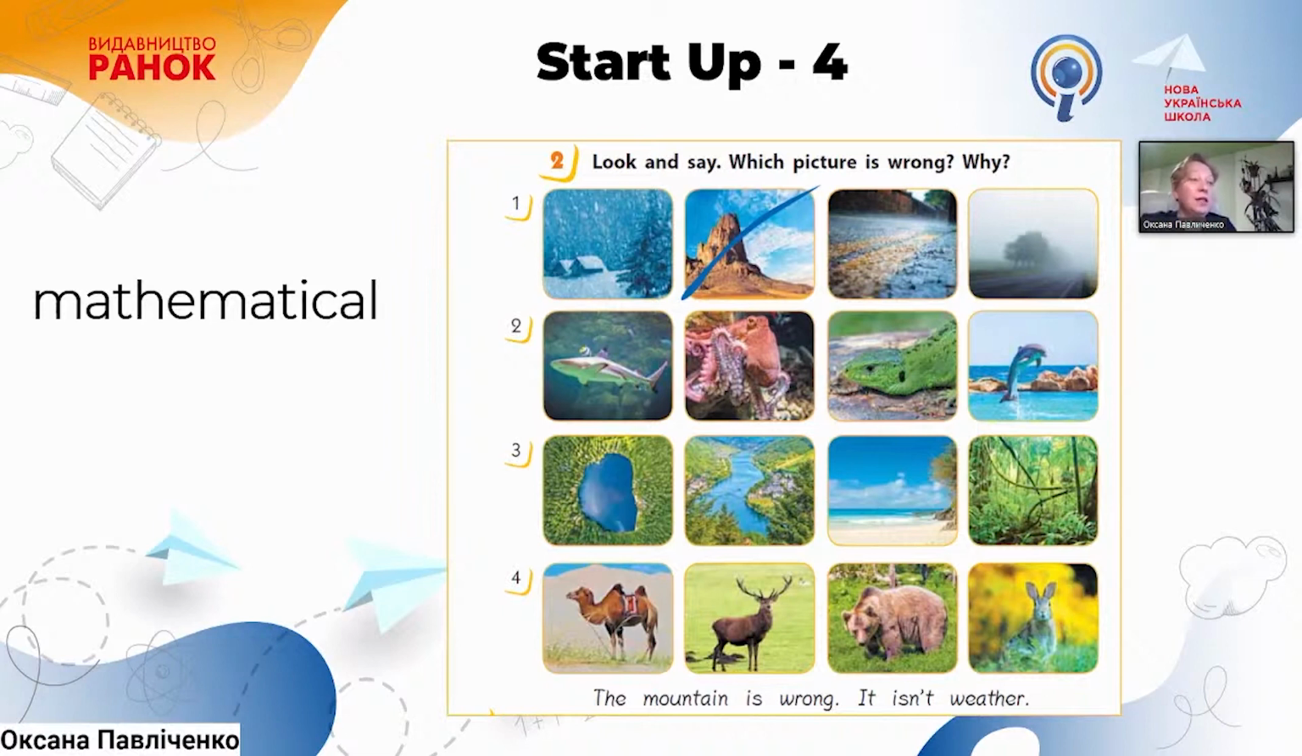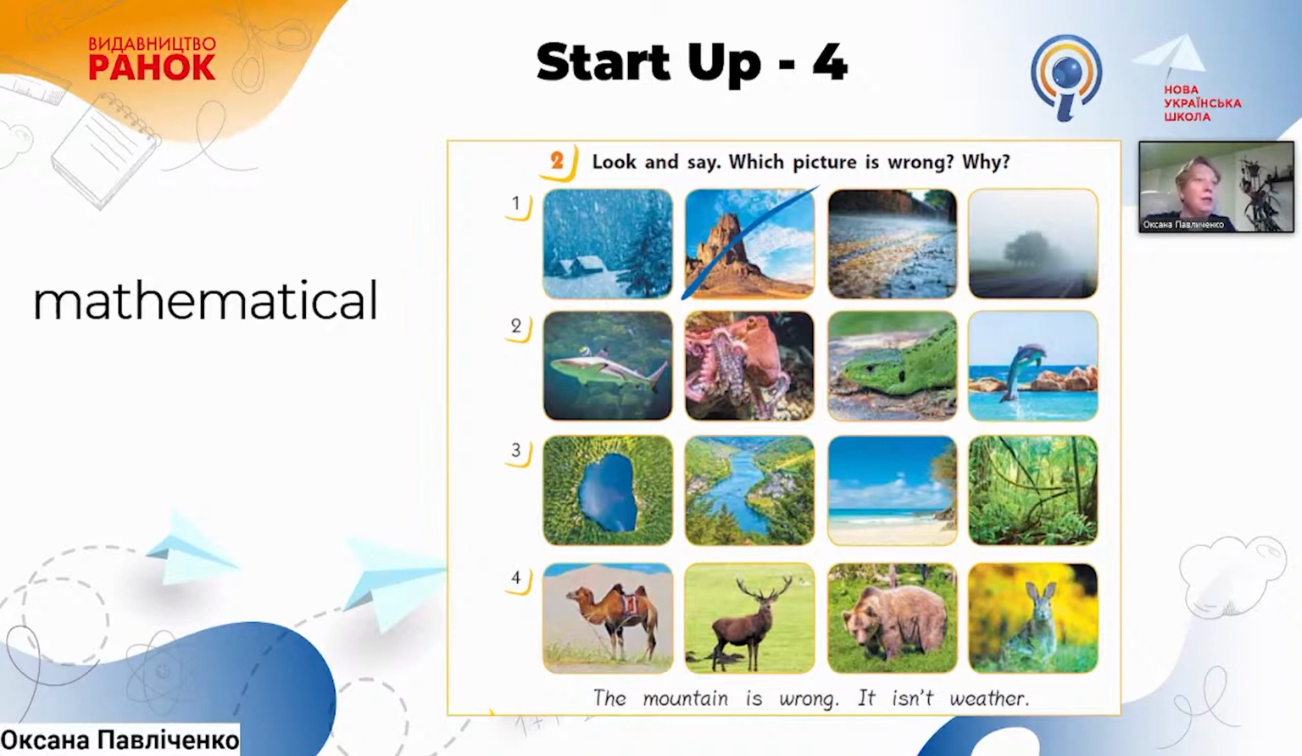I like this exercise, which you can see now, because it's a great opportunity to develop logical thinking and to encourage your pupils to talk. You can see four pictures in each line, and the task is to find the picture which is wrong. And here the answers can be different. For example, in line number 1, you can see four pictures which show different scenery, yes? And the answer is the second picture is wrong, because the three others show the weather.